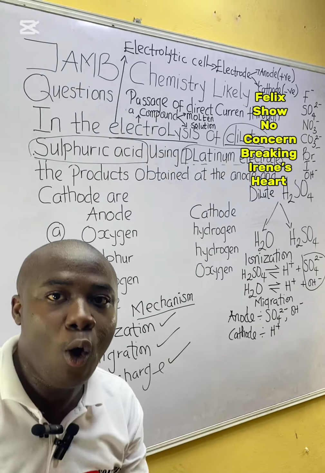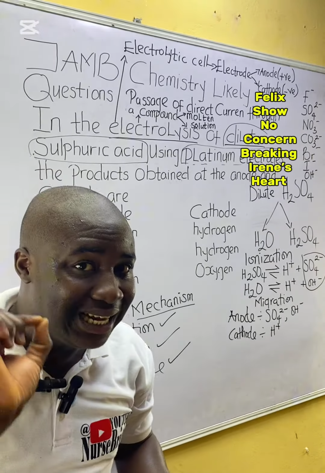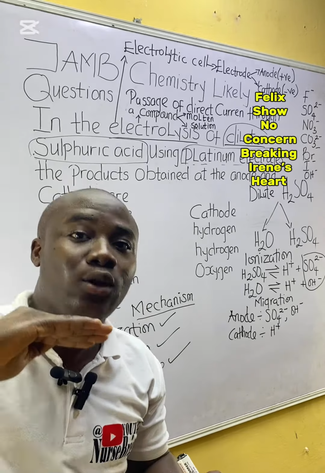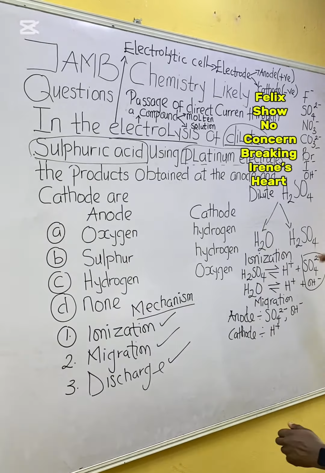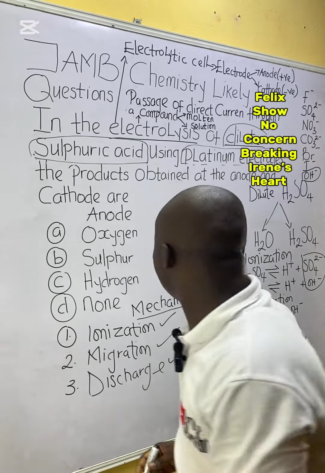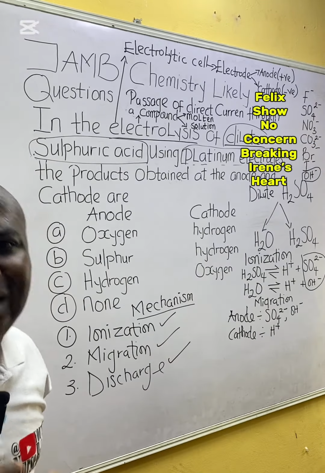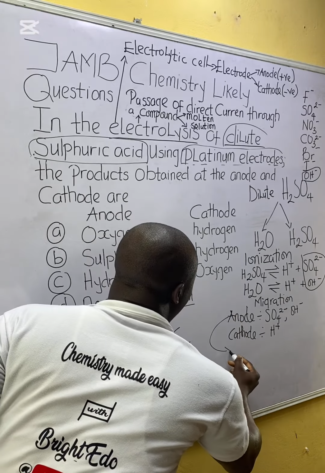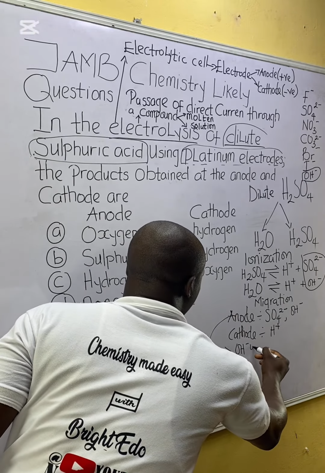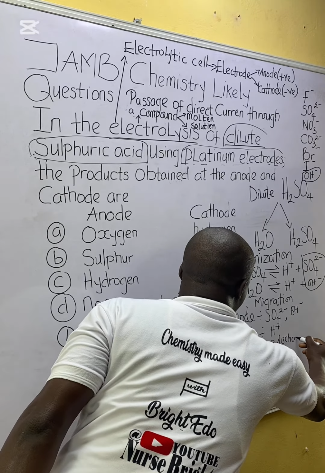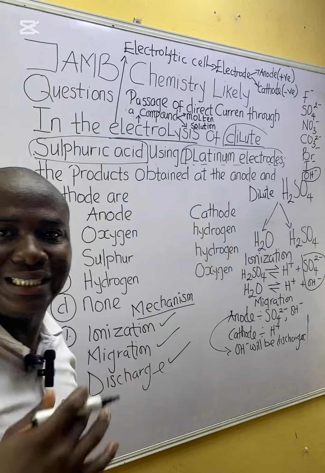So the ones that are lower will be preferentially discharged. Listen, the ones that are lower, we'll be using that to solve this question. So you compare SO4 2- and OH-, which is lower. OH- is lower than this, so OH- will be preferentially discharged. Do you understand? So on the anode, we know that OH- will be discharged. I believe you understand how this was determined.